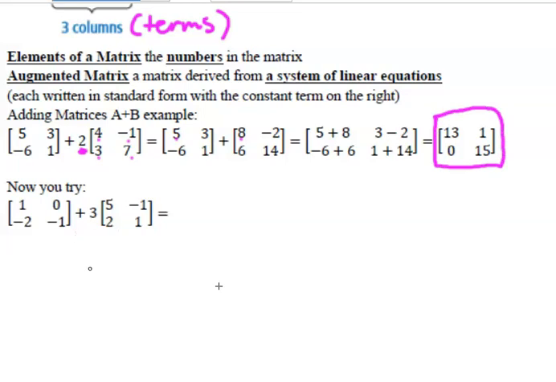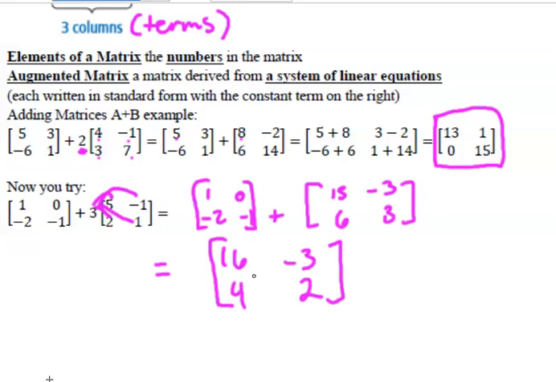Go ahead, pause the video, try this one on your own, and then check it. Okay, you should have got the final answer of a matrix with the elements 16, -3, 4, and 2. So you leave the first matrix alone, and then the second matrix will multiply 3 by each element, all 4 elements. Add the corresponding elements together, and then you get these numbers.